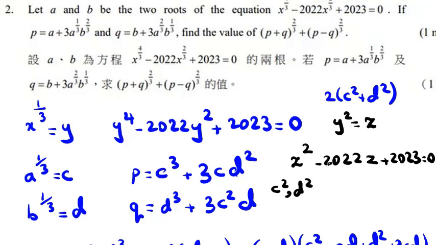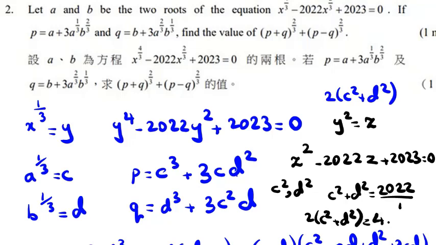Now you can find, for example, here two roots. There are two different roots, and if you calculate that, both roots here are positive. Then c squared plus d squared is the sum of the roots. Here you can say the sum of the roots is negative b over a, so c squared plus d squared equals negative negative 2022 over 1, and then 2 times c squared plus d squared is 4044. But here, I think the problem probably means this.